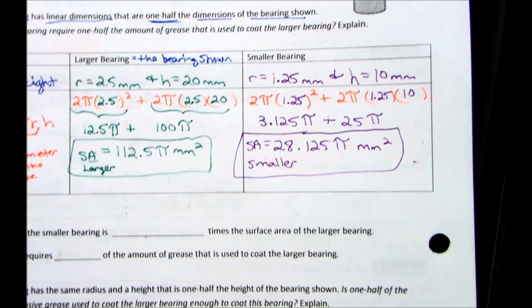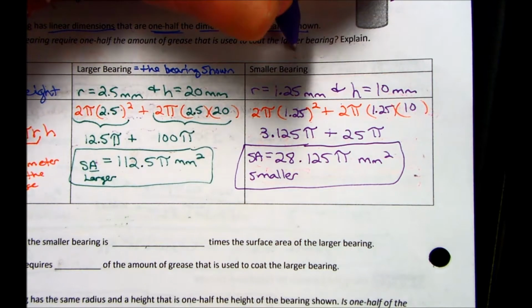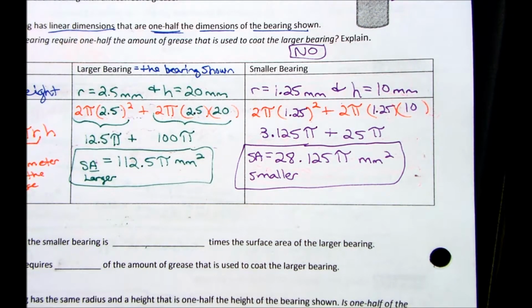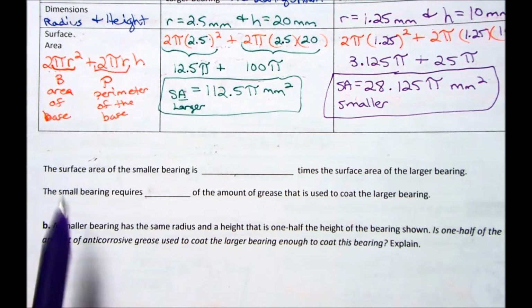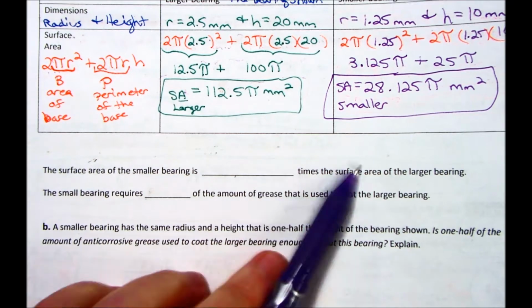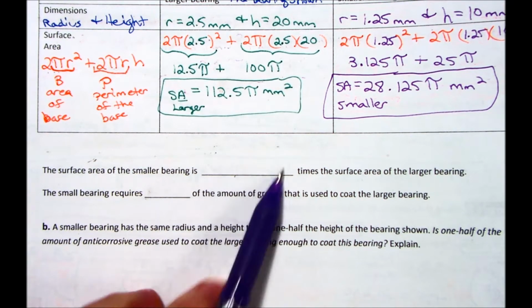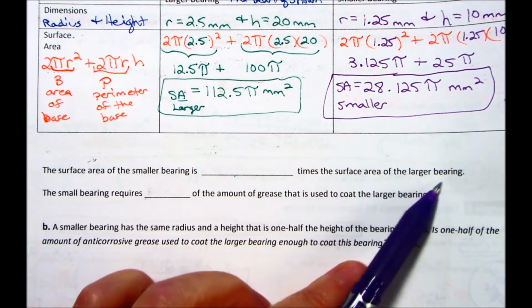So then it wants us to explain, well, how much smaller is it? So the first question that we can answer is no. So explain why. So we want to answer this question or fill in these blanks: the surface area of the smaller bearing is how many times the surface area of the larger bearing.